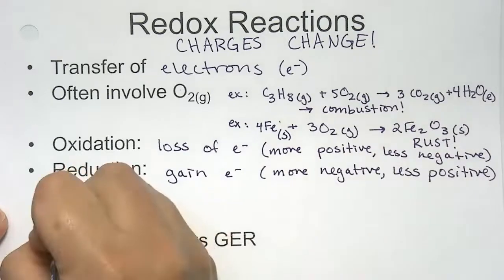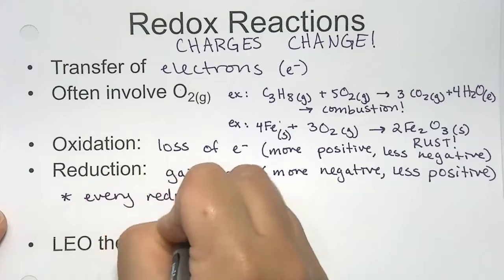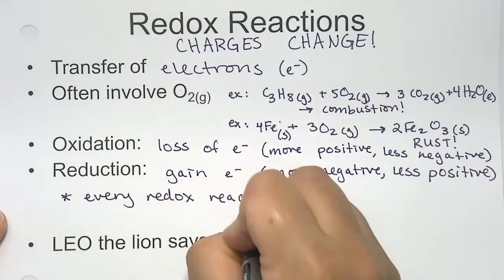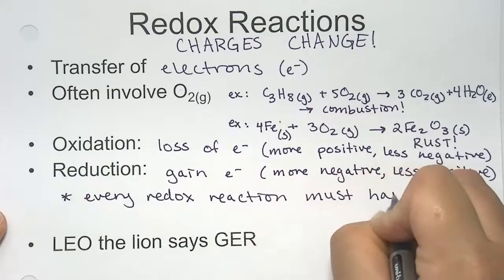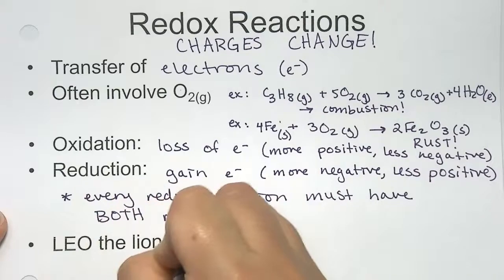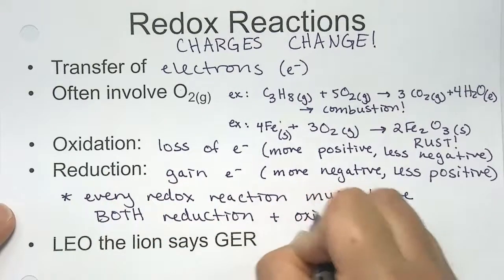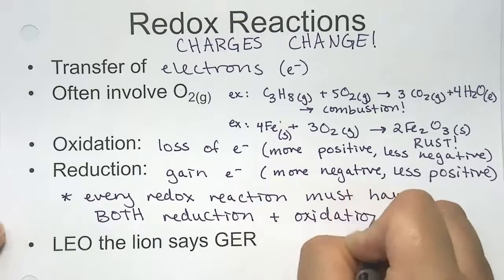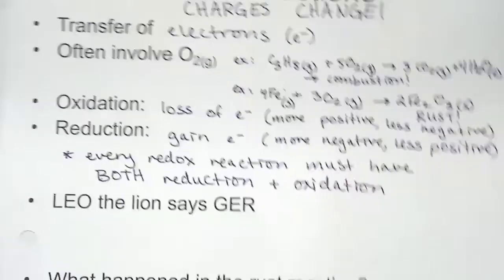And something that's really important is that every redox reaction must have both reduction and oxidation, because otherwise it's not redox. Somebody has to lose their electrons for another one to gain the electrons.